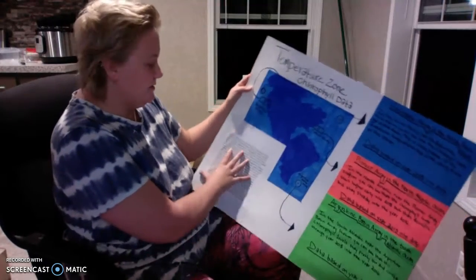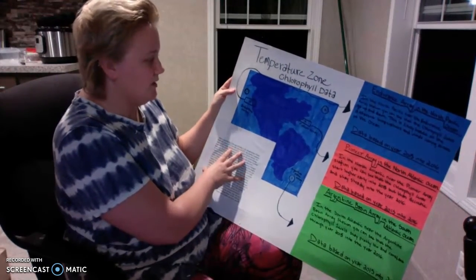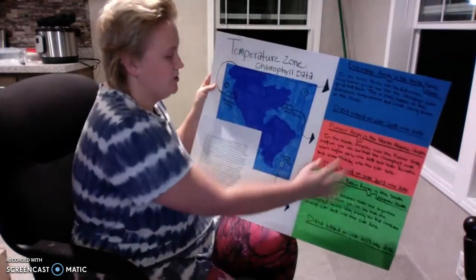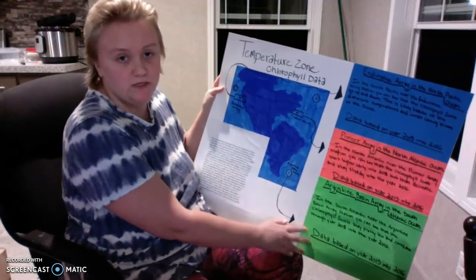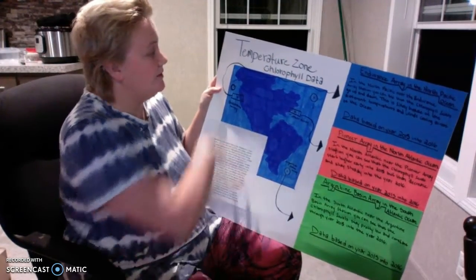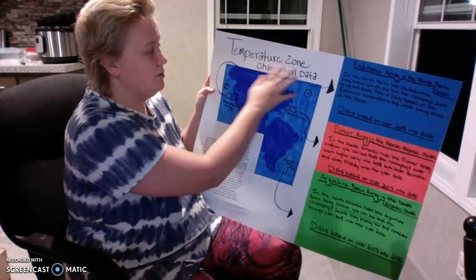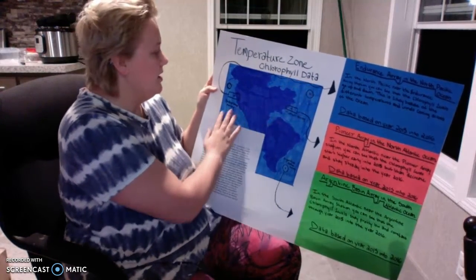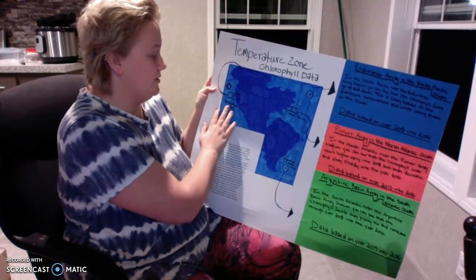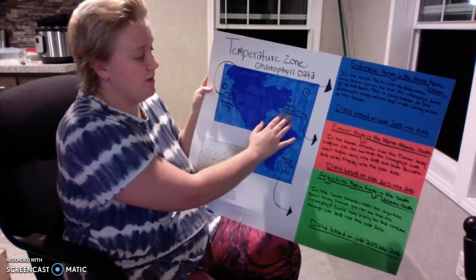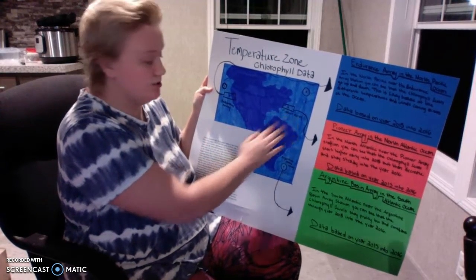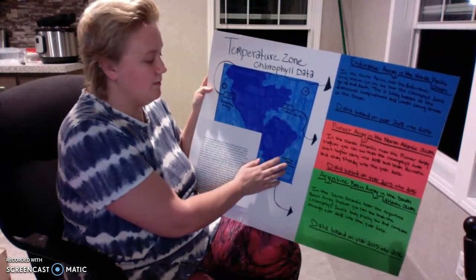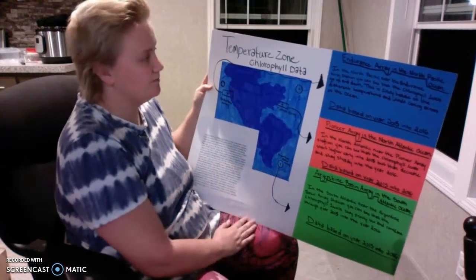So I will start with this most likely, but I just want to explain what each section is before I go into detail on each section. So we have my title, which is the temperature zone chlorophyll data. Like I said, we have Endurance Array in the temperature zone, Pioneer Array in the temperature zone, and Argentine Basin Array in the temperature zone.